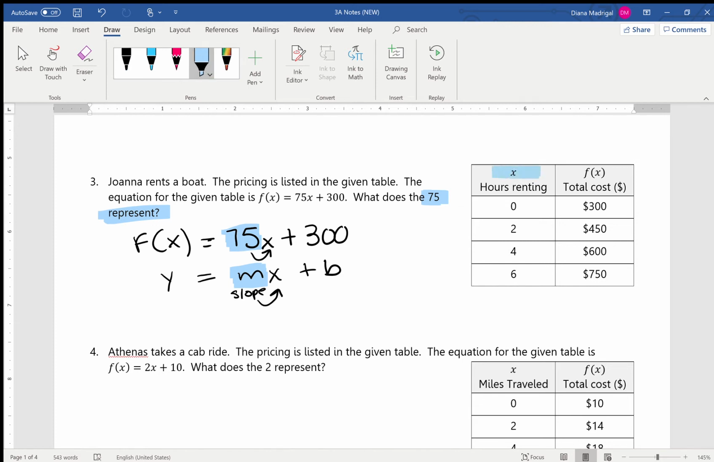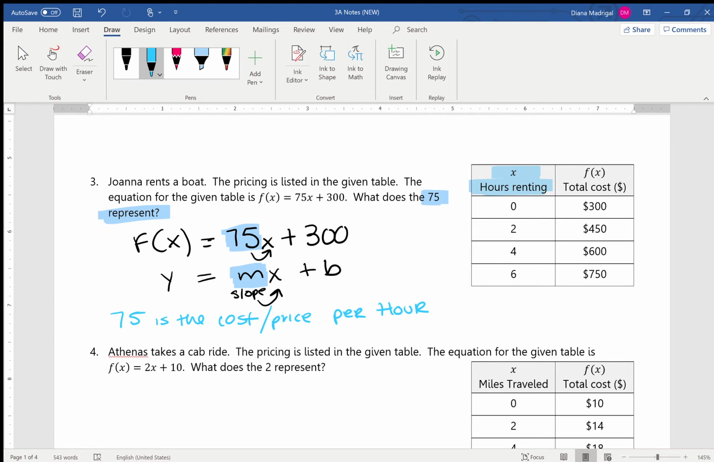X is the hours renting, and it's based on the table that they gave me. That's how I know x is hours. That means that 75, so my final answer for this is 75 is the cost or price per hour for each hour. 75 is the cost or the price for each hour. 75x, that's what it means.